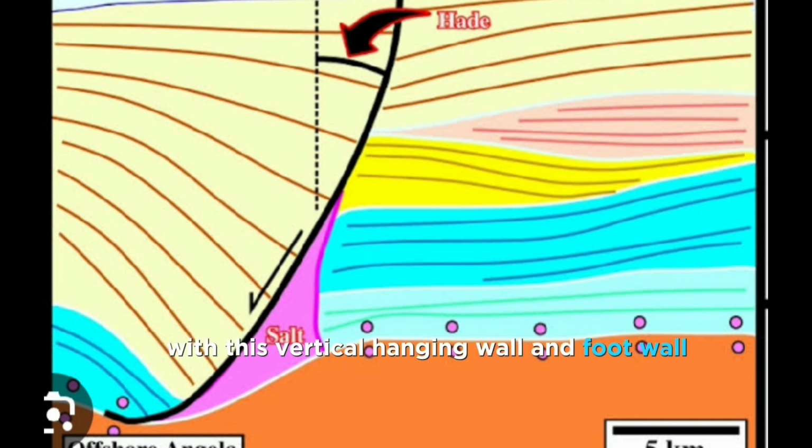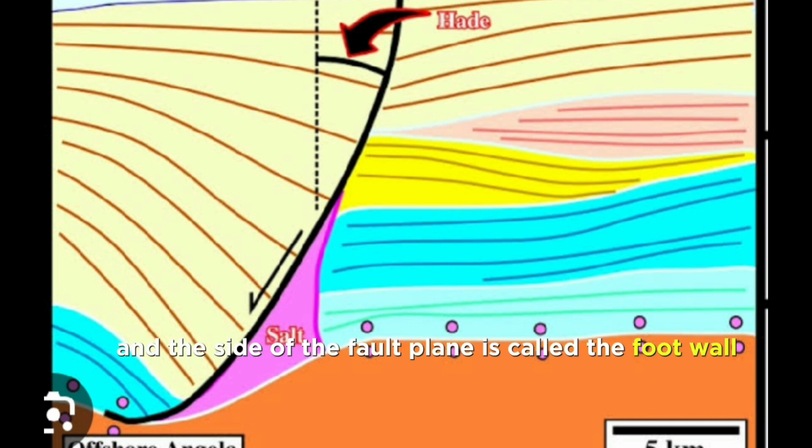Hanging wall and foot wall. A fault plane separates two blocks, and each block is known as a wall. Now, if the fault plane is inclined, then the block lying over the fault plane, though it may or may not be lying at a higher elevation than the other block, is called the hanging wall, whereas the block lying beneath the fault plane is called the foot wall.